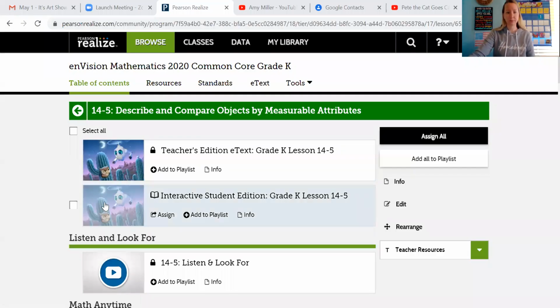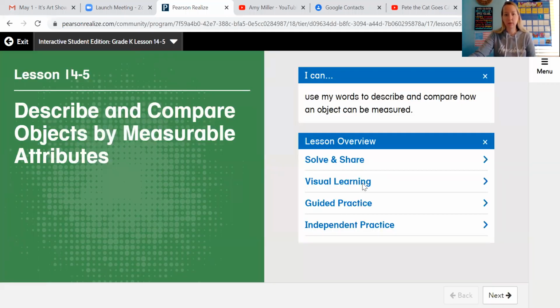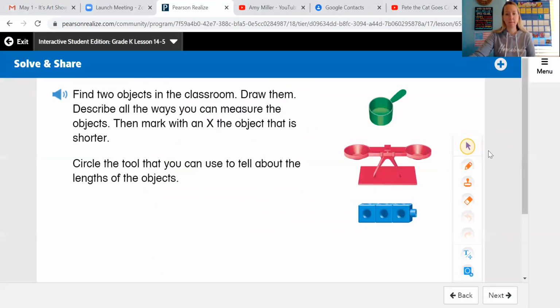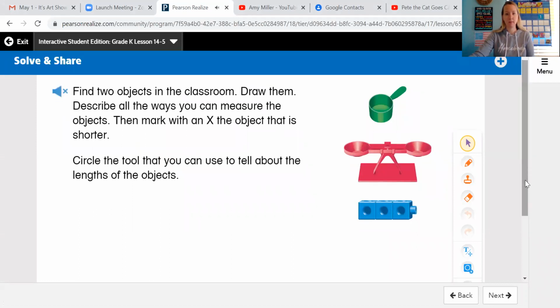All right. So listen up. Find two objects in the classroom. Draw them. Describe all the ways you can measure the objects. Then, mark with an X the object that is shorter. Circle the tool that you can use to tell about the lengths of the objects.